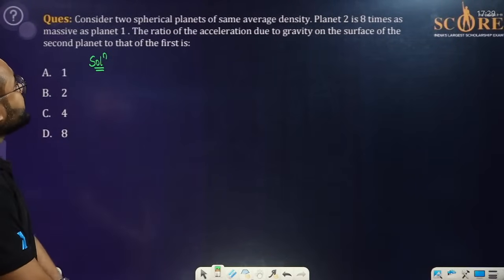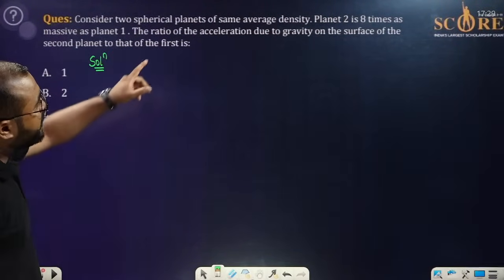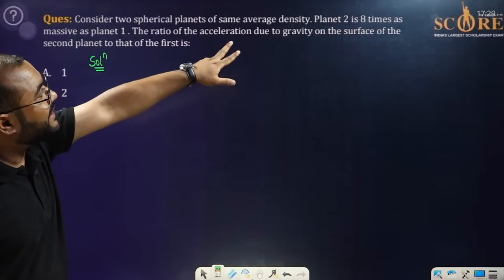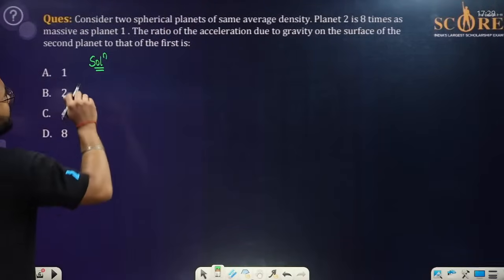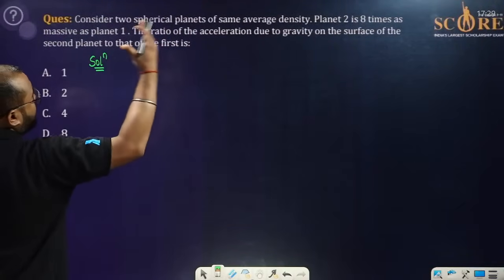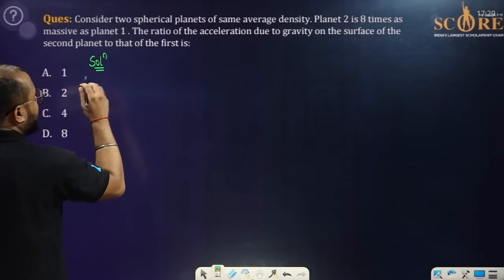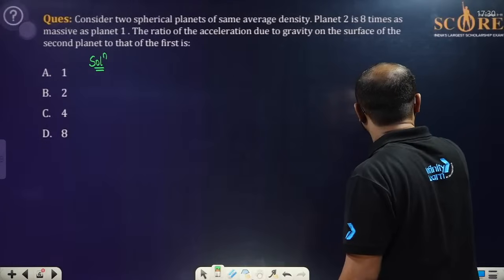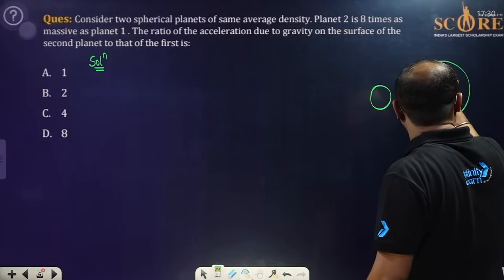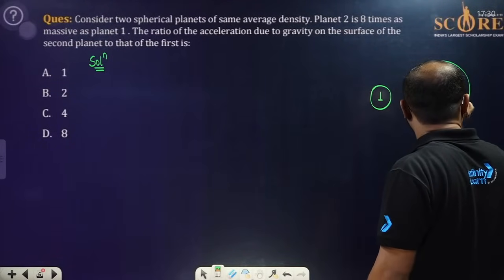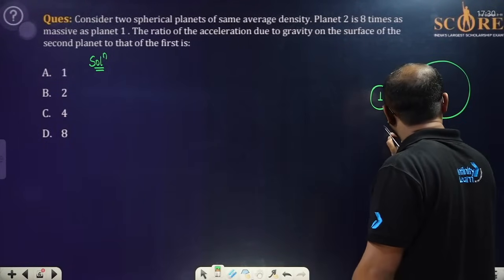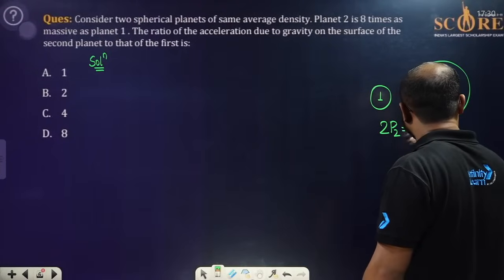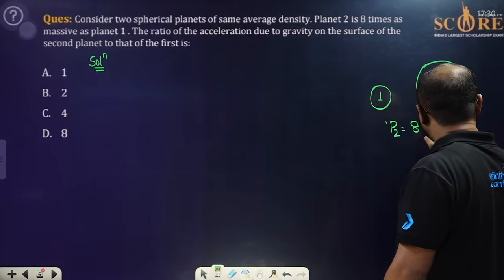Consider there are two spherical planets of the same average density. Planet 2 is 8 times planet 1 in terms of mass. So the mass has also grown. This is the first planet, this is the second planet, and it has been said that the second planet is 8 times the first planet.